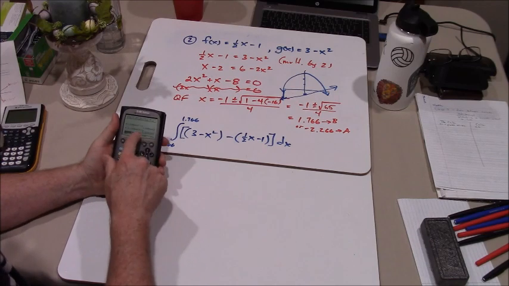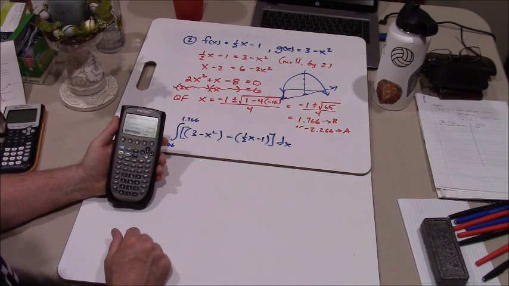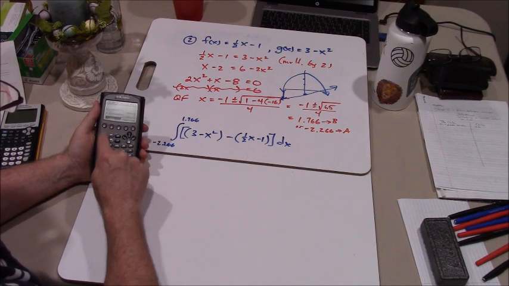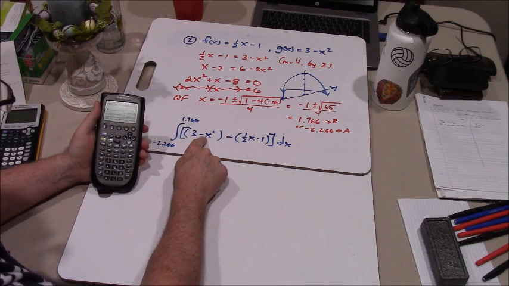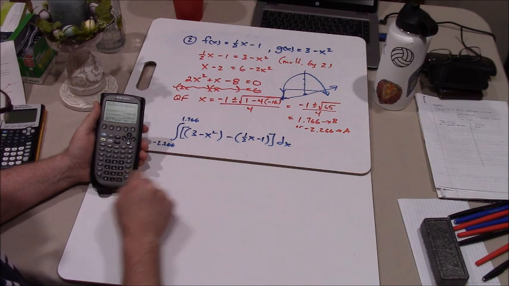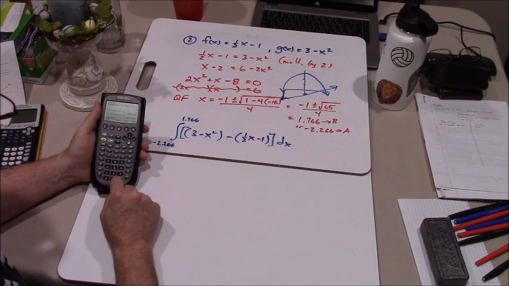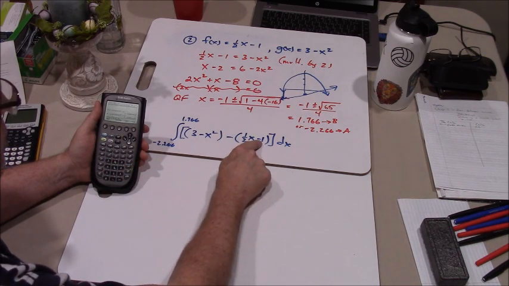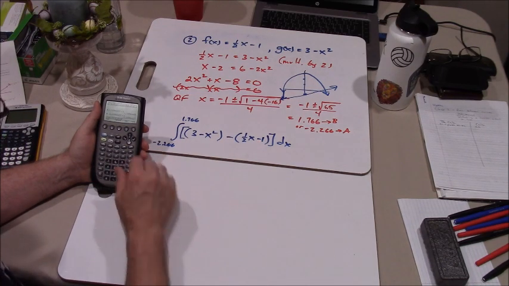So I've gone back and I've stored my values in A and B. I know this is probably hard to see, but I'm going to go ahead and punch this integral into the calculator. So I've got the integral of 3 minus x squared minus 1/2 x. I'm going to call that 0.5x. So minus 0.5x plus 1. And I'm not going to try and simplify it any farther.